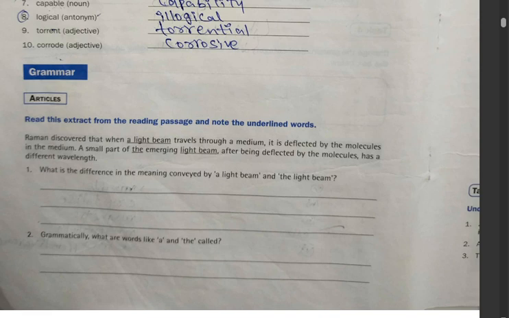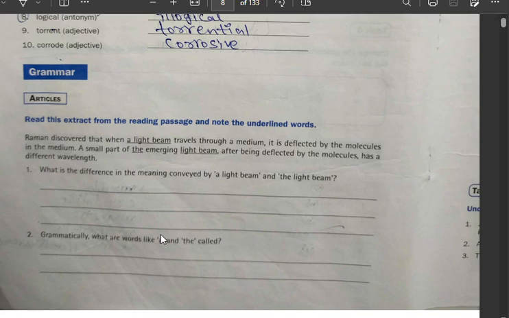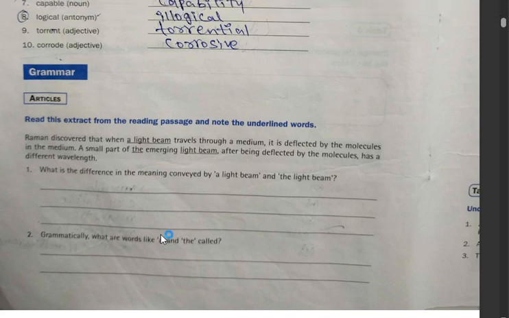Like it can be any one light beam from the multiple possible beams. From the multiple possible beams, any one of them can come. Okay, that is the meaning of A. So that is the meaning of A. What is the meaning of the light beam? It means a particular light beam.